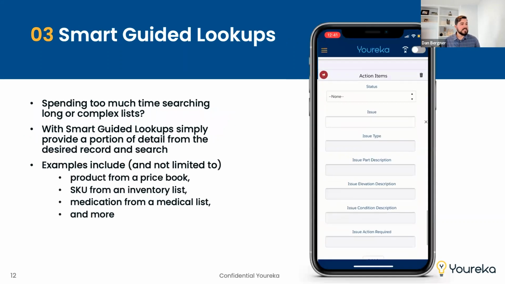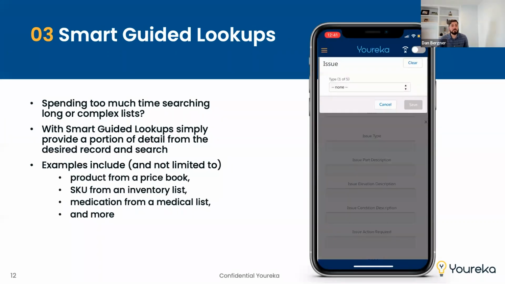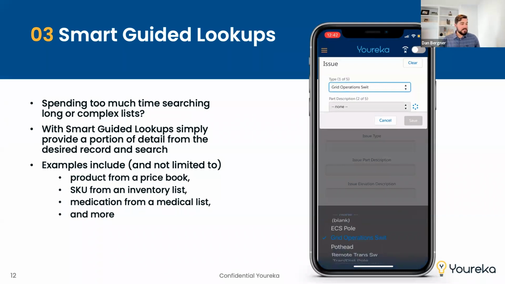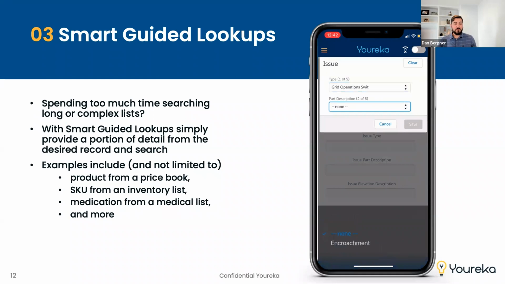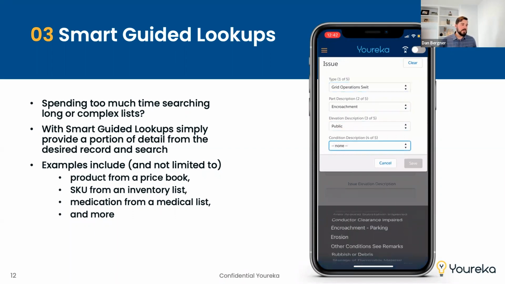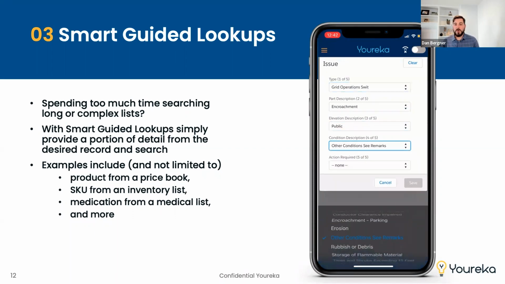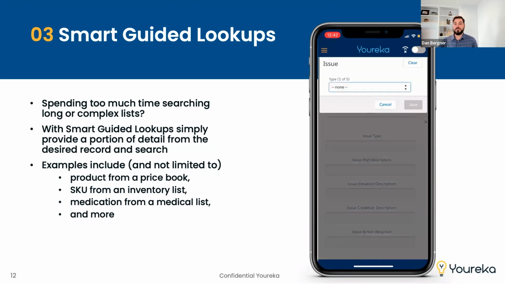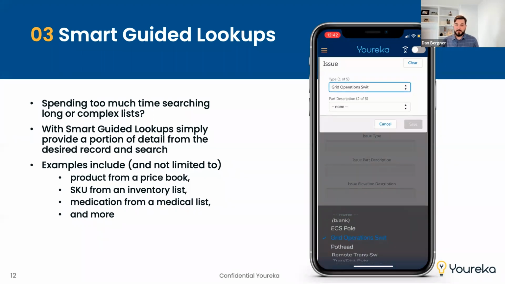All right, our next exciting feature is smart or guided lookups. So this is an example of a really in-depth capability that will let you search a very complex data set. So think about medication lists or inventory lists or price books. Anytime where you're going to have lots of records and the end user doesn't specifically know which records to go find, but they do know details about the attributes of those records.